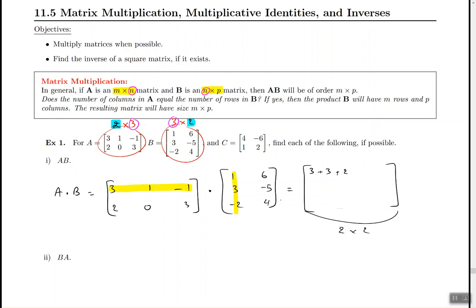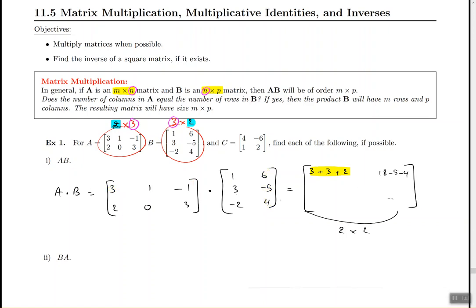Now, we're going to repeat the same process again to get the second number. So, to get the second number, the one that goes next to it, we're going to multiply the first row with the second column. Earlier, I did first row, first column, and I got the first row, first column answer. Now I'm doing first row, second column. So that's going to give me the first row, second column answer. So let's give it a shot. 3 times 6 is 18. 1 times negative 5 is negative 5. And then negative 1 times 4 is negative 4. That is the answer that goes in the second position.